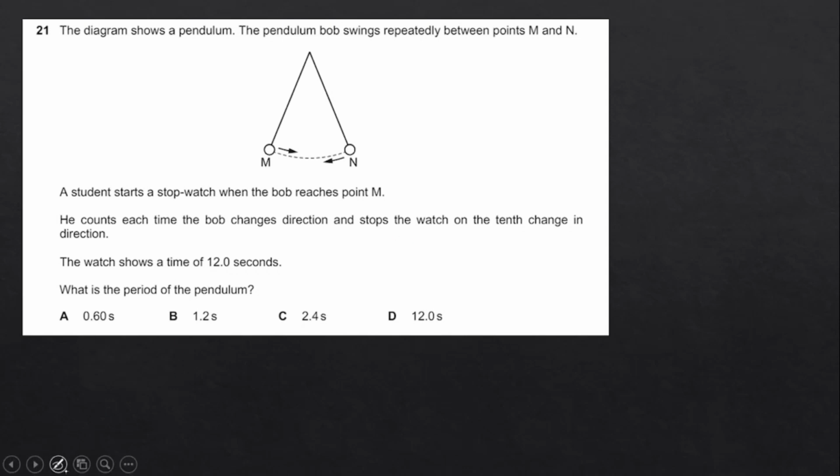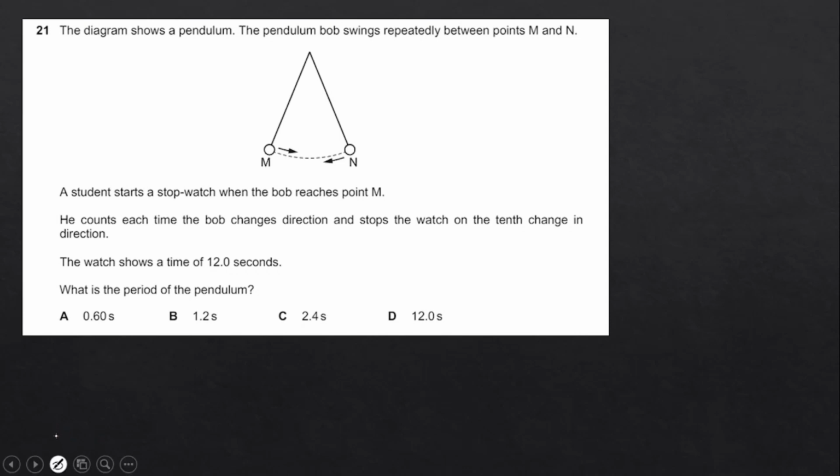The diagram shows a pendulum. The pendulum bob swings repeatedly between points M and N. A student starts a stopwatch when the bob starts at point M. He counts each time the bob changes direction and stops the watch on the 10th change in direction. The watch shows a time of 12.0 seconds. What is the time period of the pendulum?